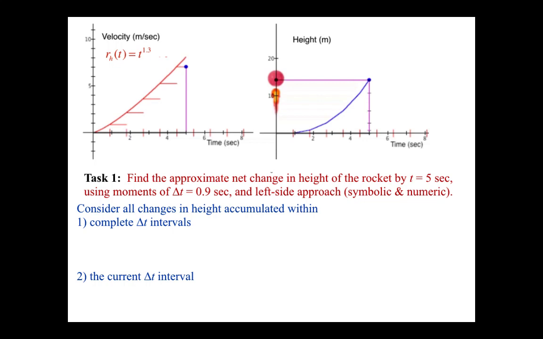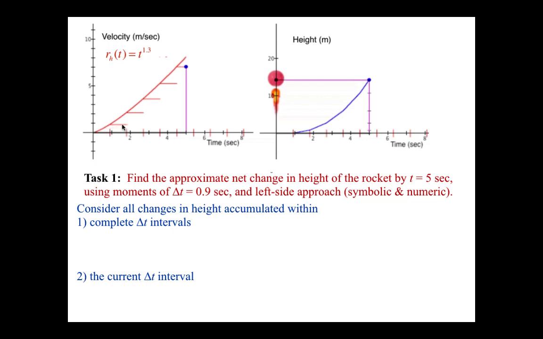Don't bother grabbing a calculator to try to compute things, but what I'd like you to try to do is figure out how much the rocket had risen between time 0 and time 5. This isn't necessarily its overall height, because we don't know what height it was launched from, but how far it rose between time 0 and time 5 using this approximate rate graph. The approximate rate graph gives us rates. We're going to use the first rate, which is 0, between time 0 and 0.9.